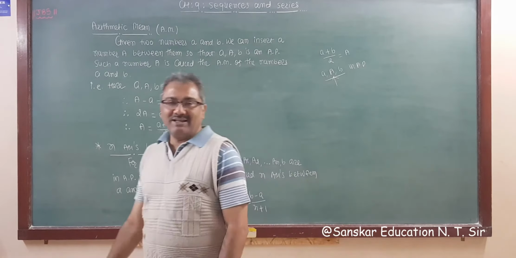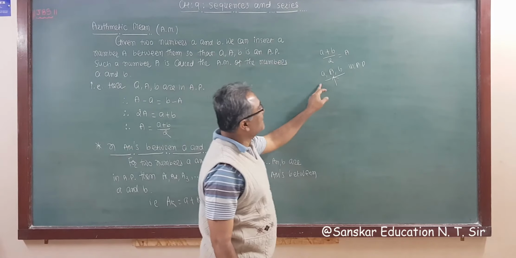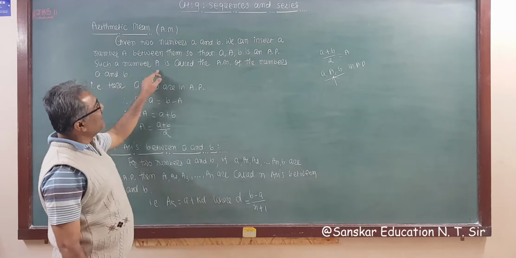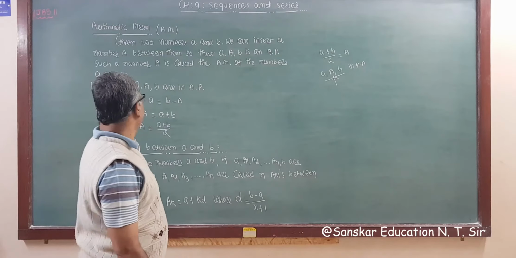See, given two numbers a and b, we can insert a number A between them, between a and b, so that a, capital A and b are in AP. Then such a number A is called the arithmetic mean, right?